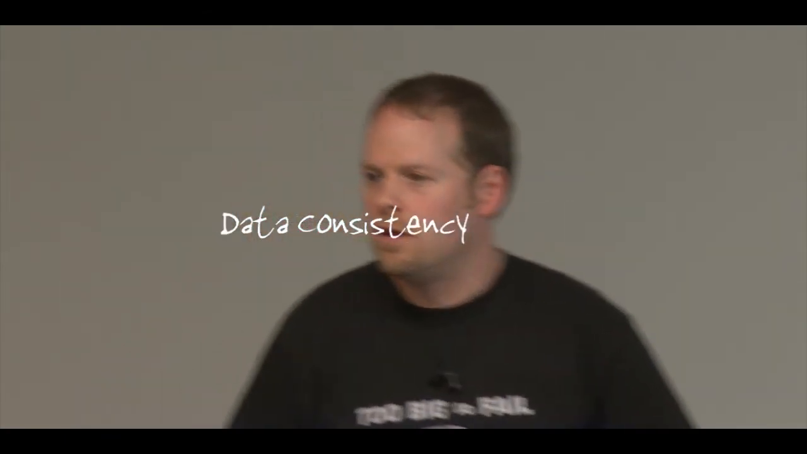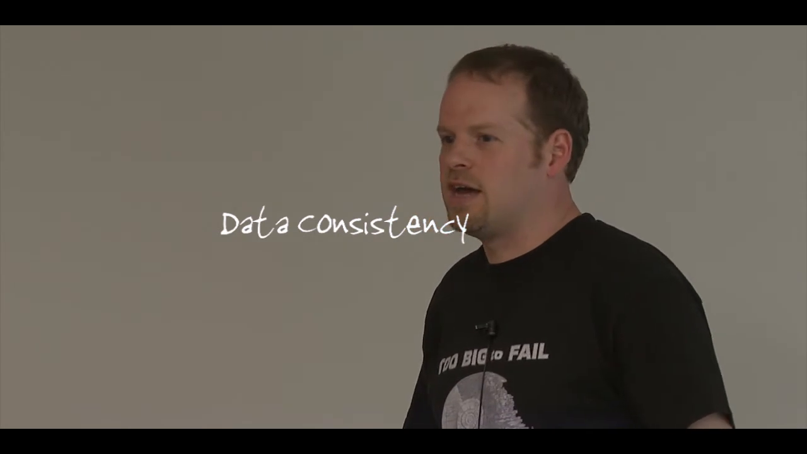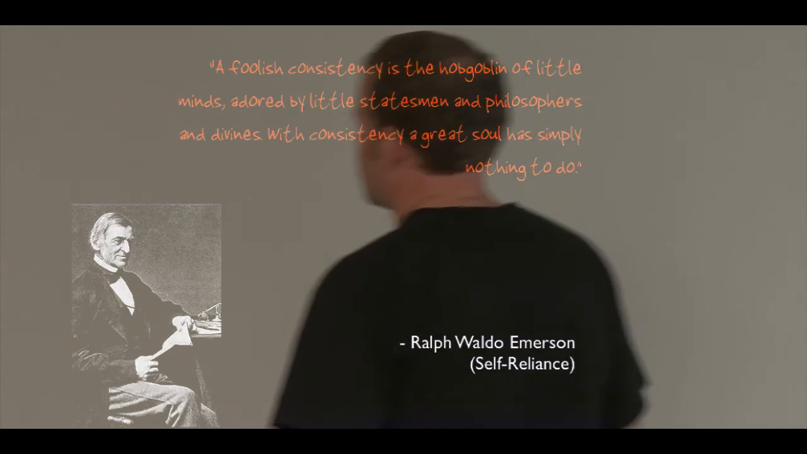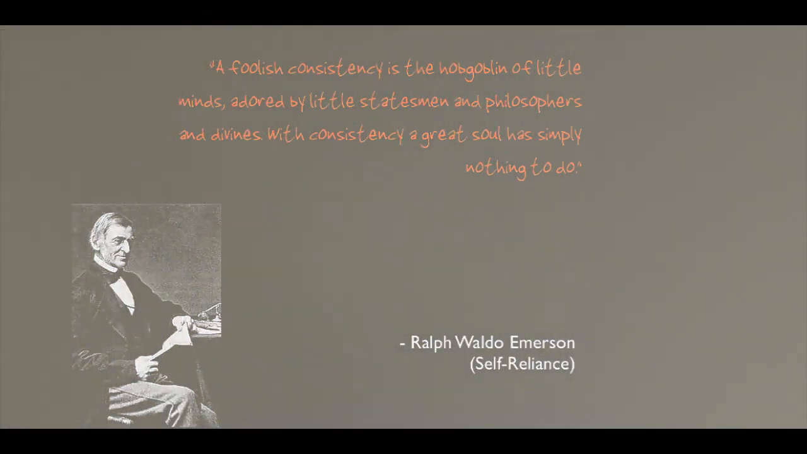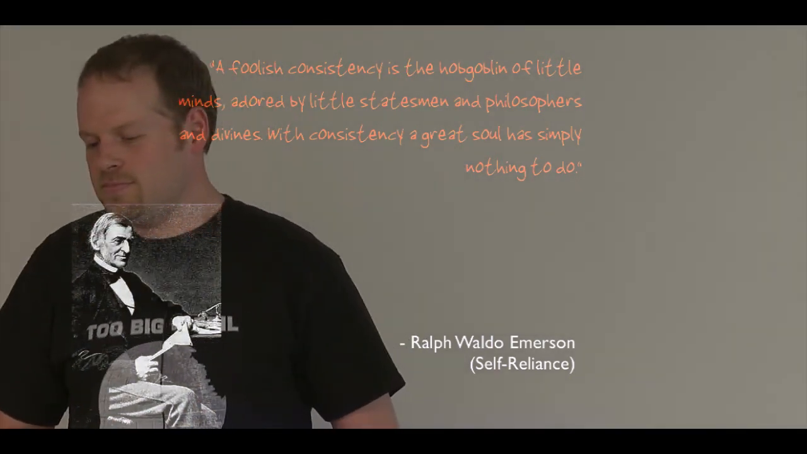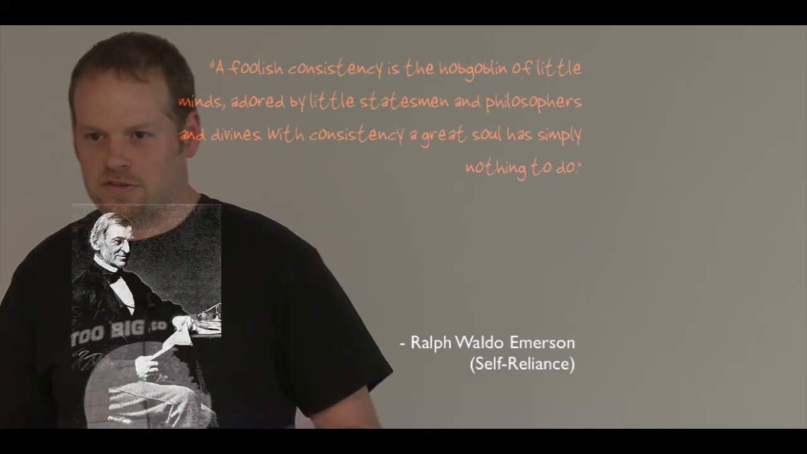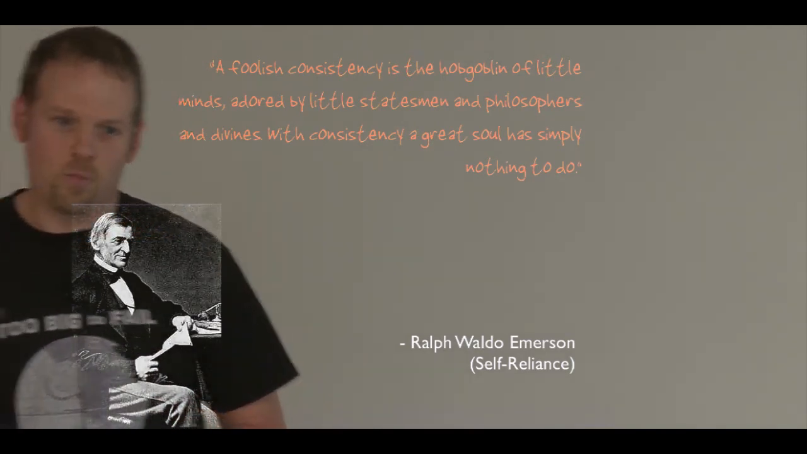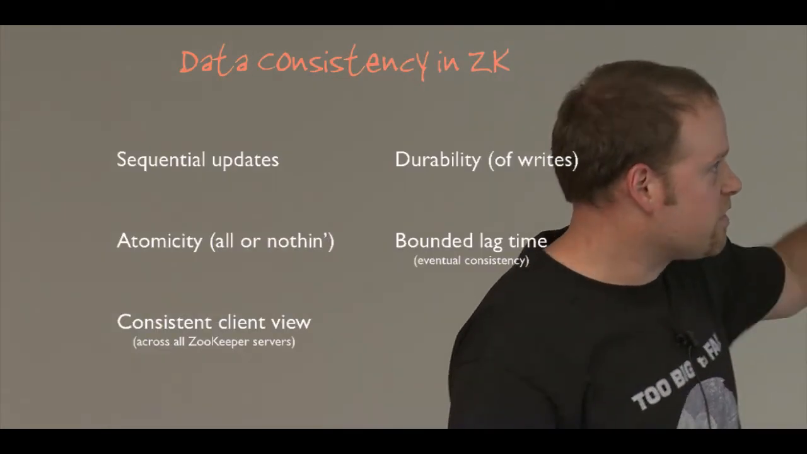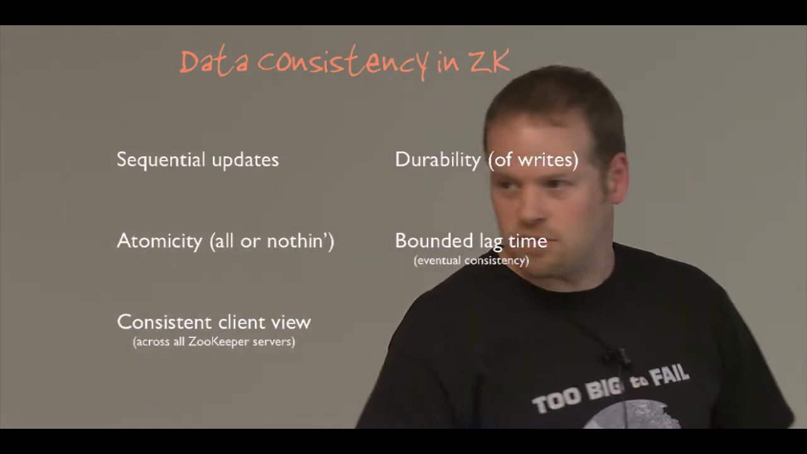Gotcha. Cool. This next slide is on data consistency. It's for Stephen, whose favorite quote is this by Ralph Waldo Emerson: "A foolish consistency is a hobgoblin of little minds, adored by little statesmen and philosophers and divines. With consistency, a great soul has simply nothing to do." So think about why you do things. Do you do things consistently just because you've always done them that way, or because there's a specific reason to do them? So in ZooKeeper, ZooKeeper guarantees different things about consistency.